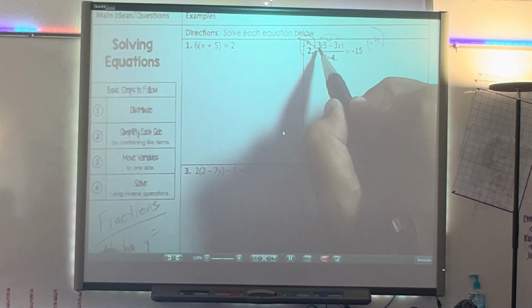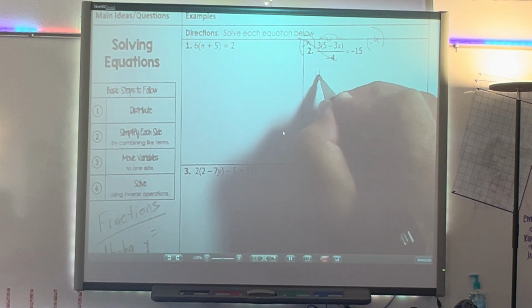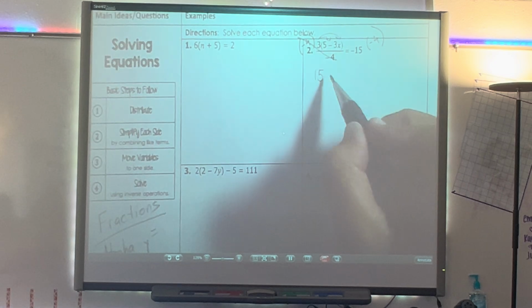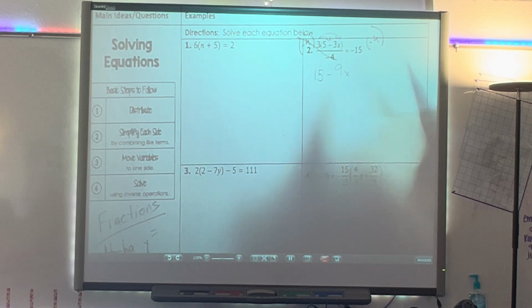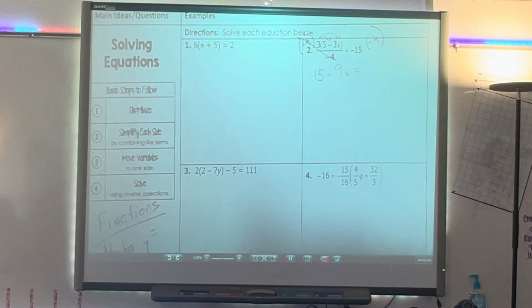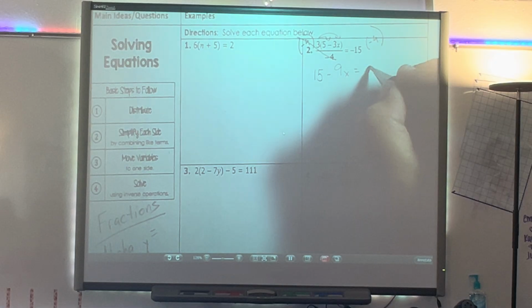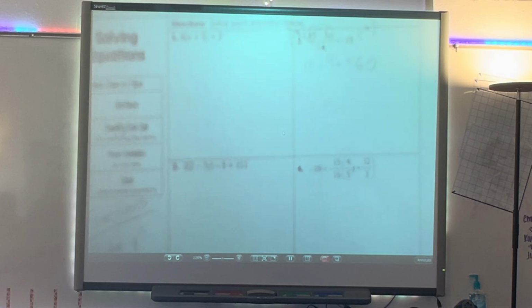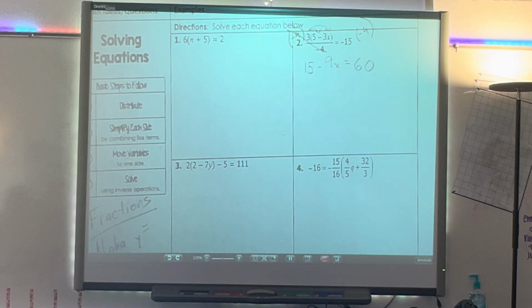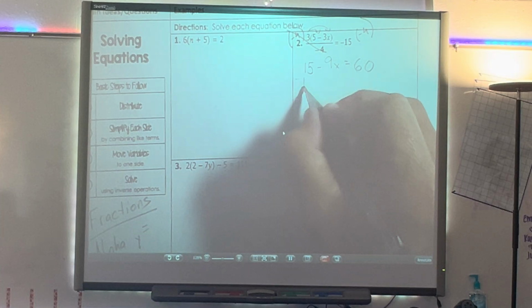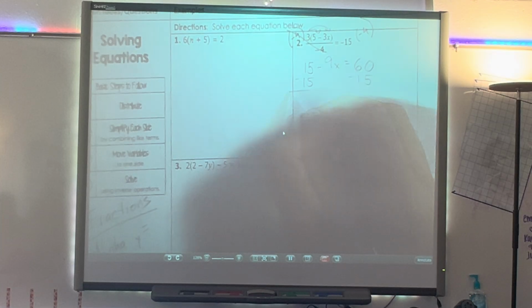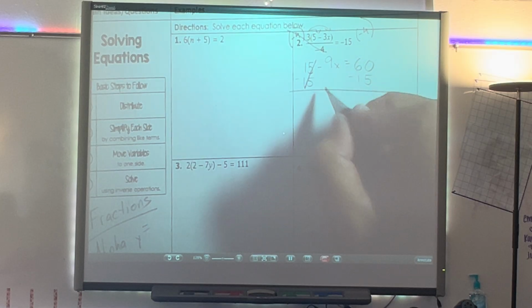Here, when I distribute the 3, that's 3 times 5 gives us 15, and 3 times -3x is -9x. And then on this side over here, -15 times -4 is going to give us negative or positive? Positive what? 60, okay? All right, so now I have a linear equation that should be pretty straightforward to solve. What do I need to do here? What needs to move? 15, so I'm going to subtract it on both sides, because whatever I do on one side of the equation, I have to do on the other.